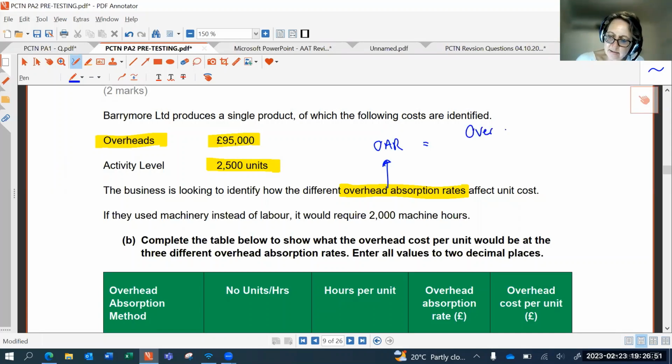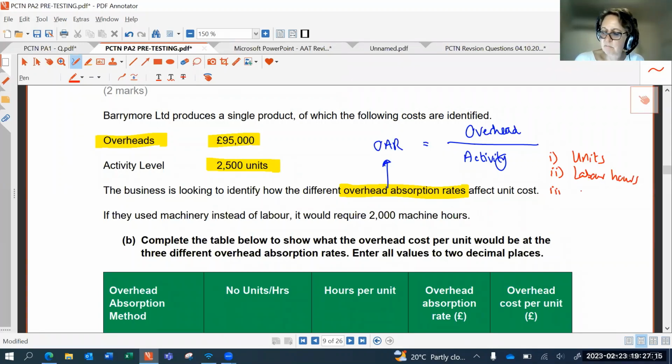It is the overhead, in this case £95,000, divided by the activity. And the activity is how we're going to choose to share that overhead. So there's a couple of different options here. We might share it based on units. We might share it based on hours, and if we do, they could be labour hours or machine hours. So we've got three different ways for now, and there will be more when you continue with your studies. Three different ways that we can take that overhead and decide to share it amongst our production. Excellent. So well remembered with the formula.